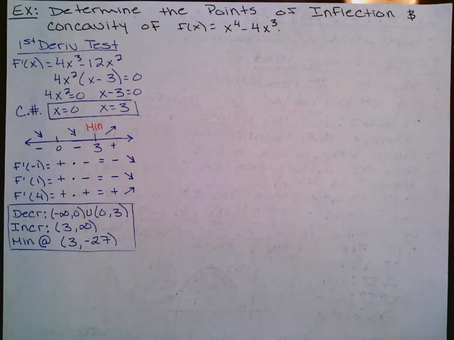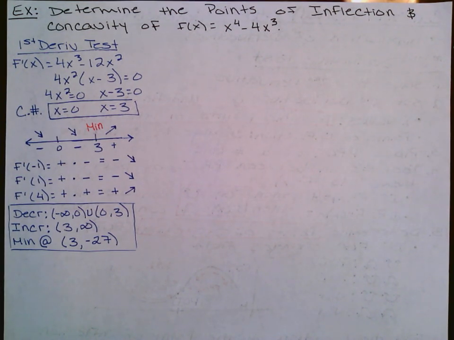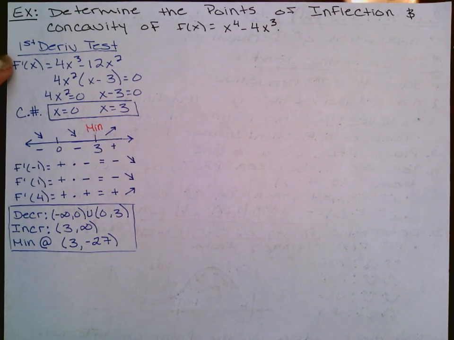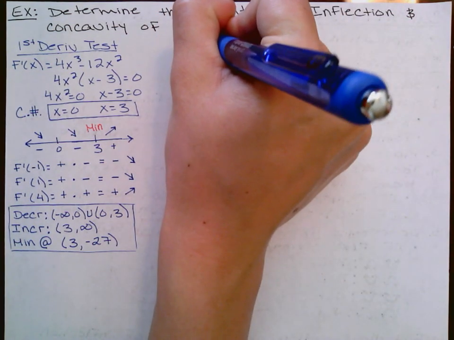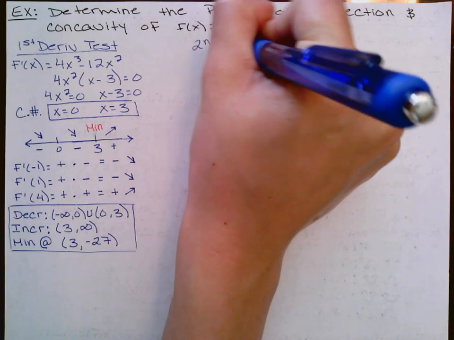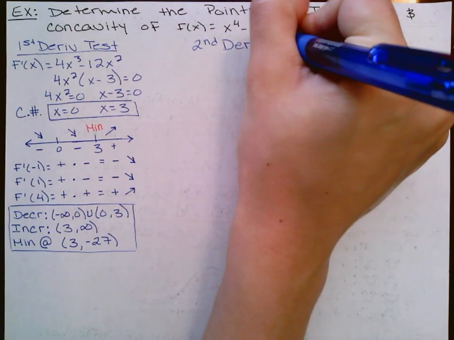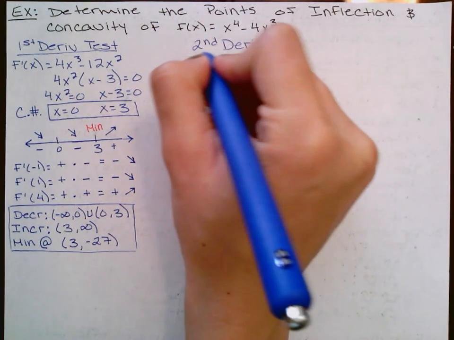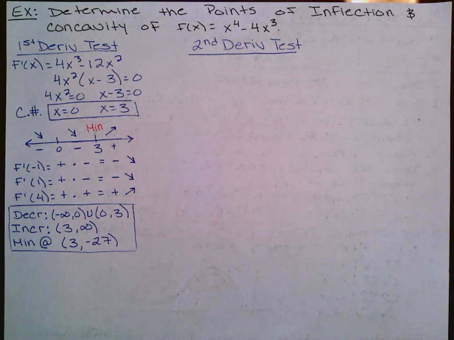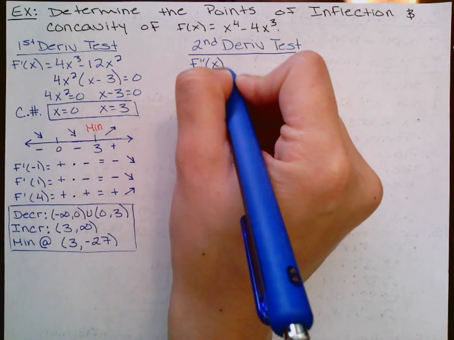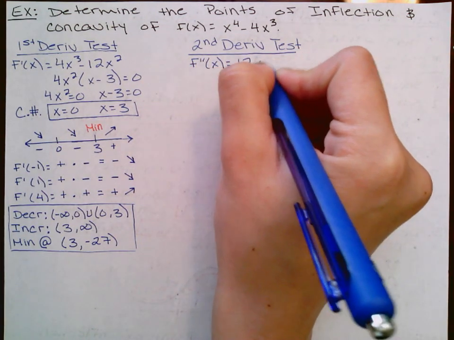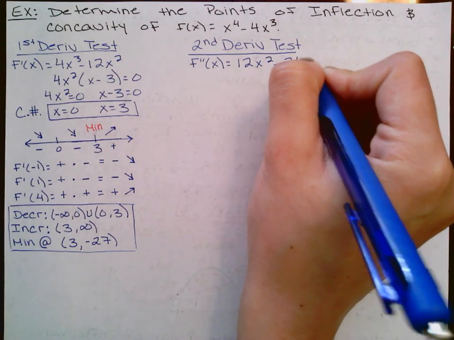Okay? So now let's move on and do the second derivative test. Same exact thing, just at the second derivative, and we're going to label these names a little different. Second derivative test. Okay, so we're going to do the second derivative. We have the first right here. So f double prime of x is equal to 12x squared minus 24x.